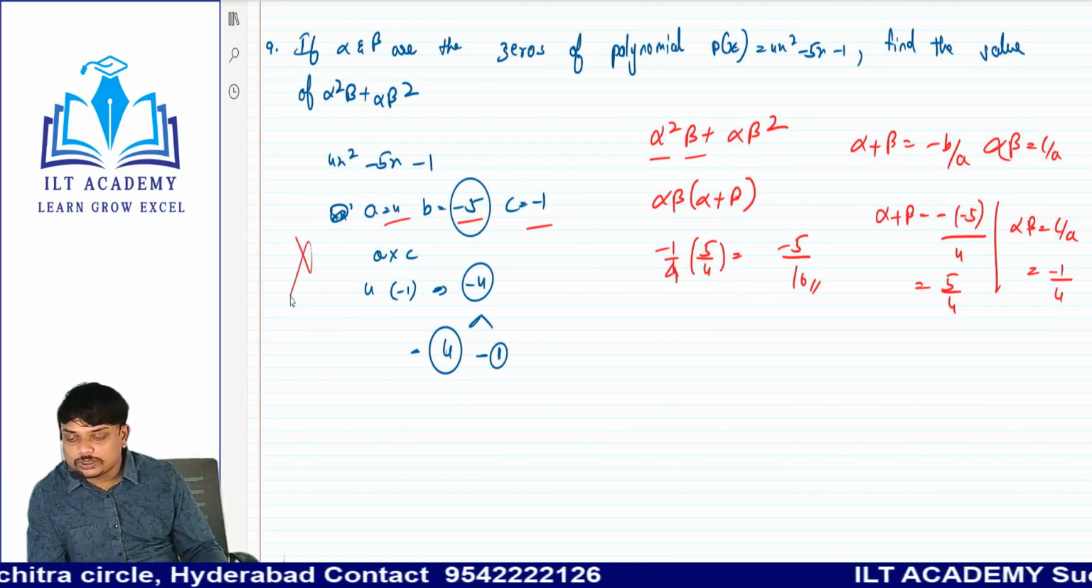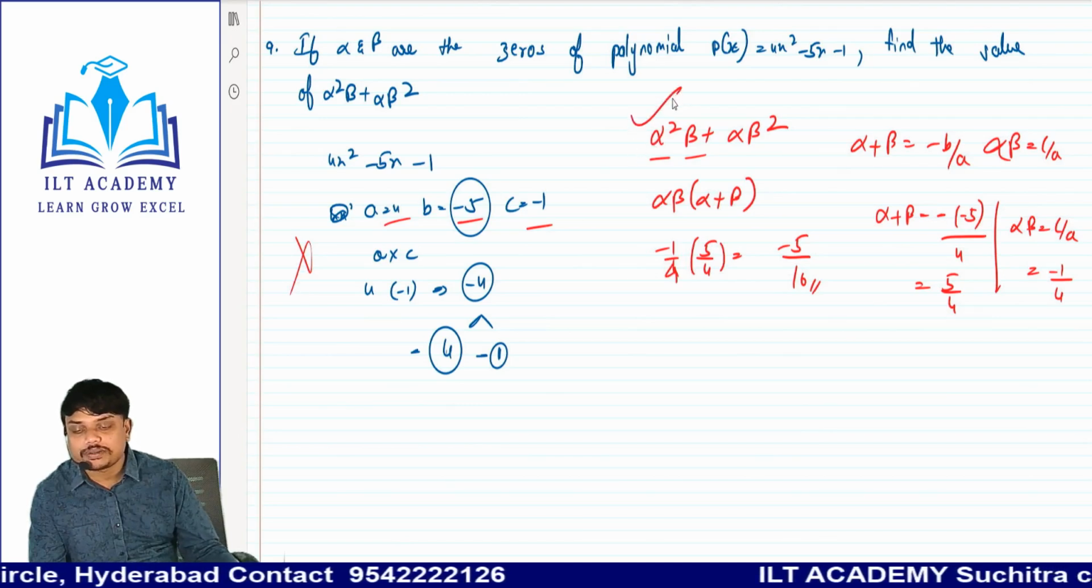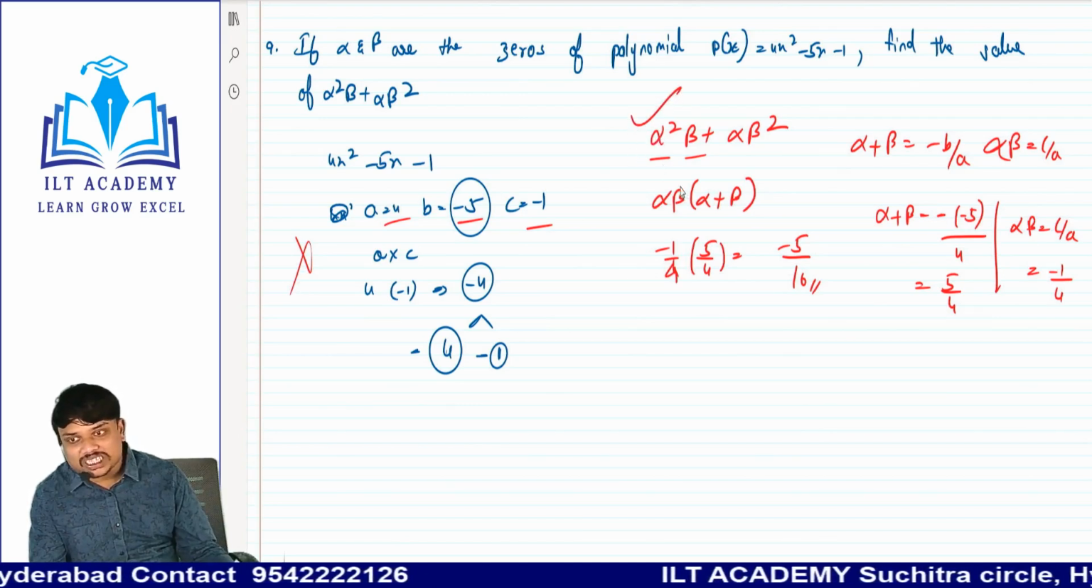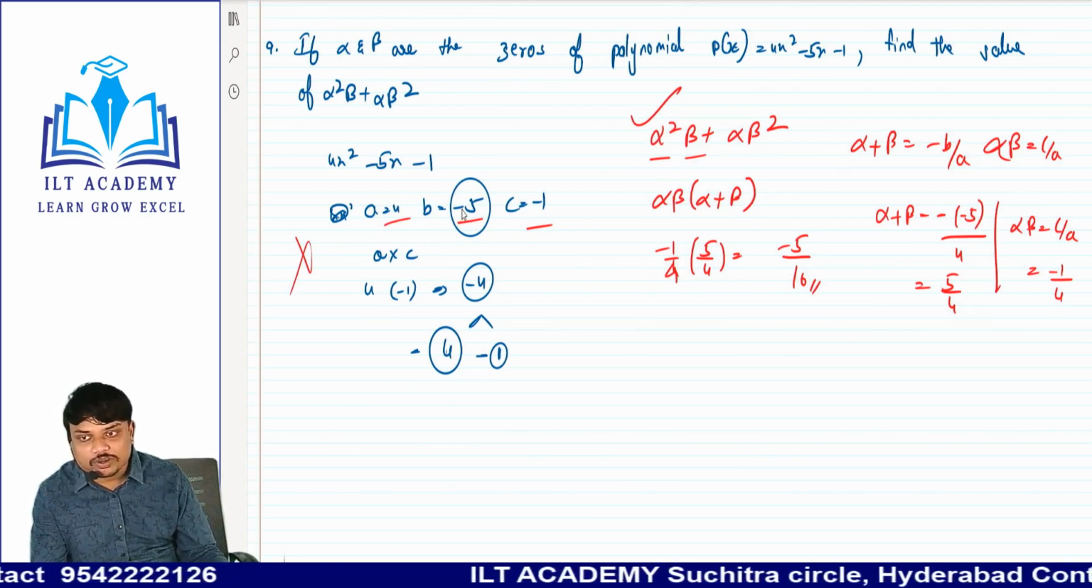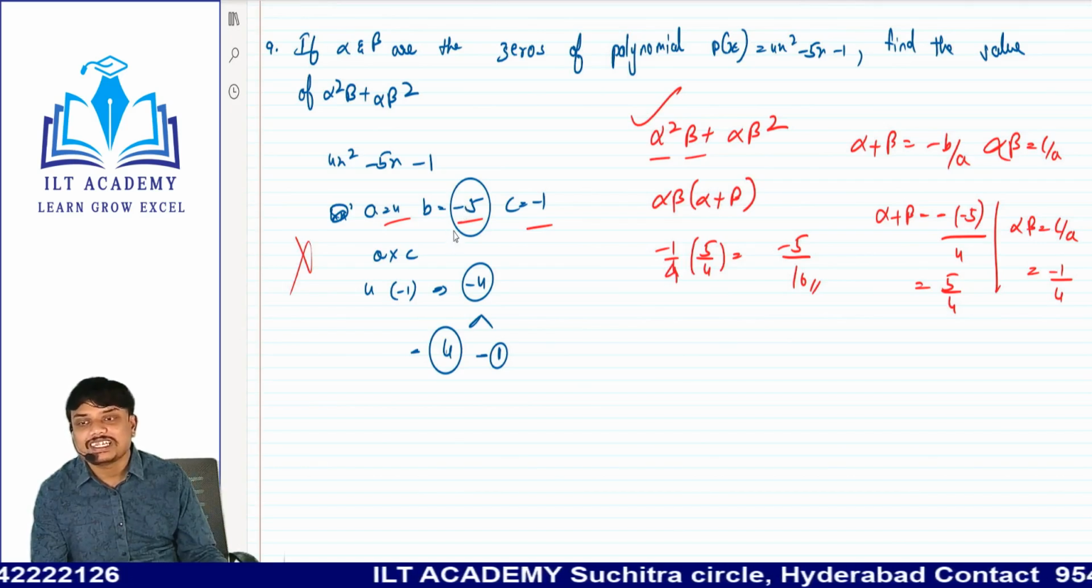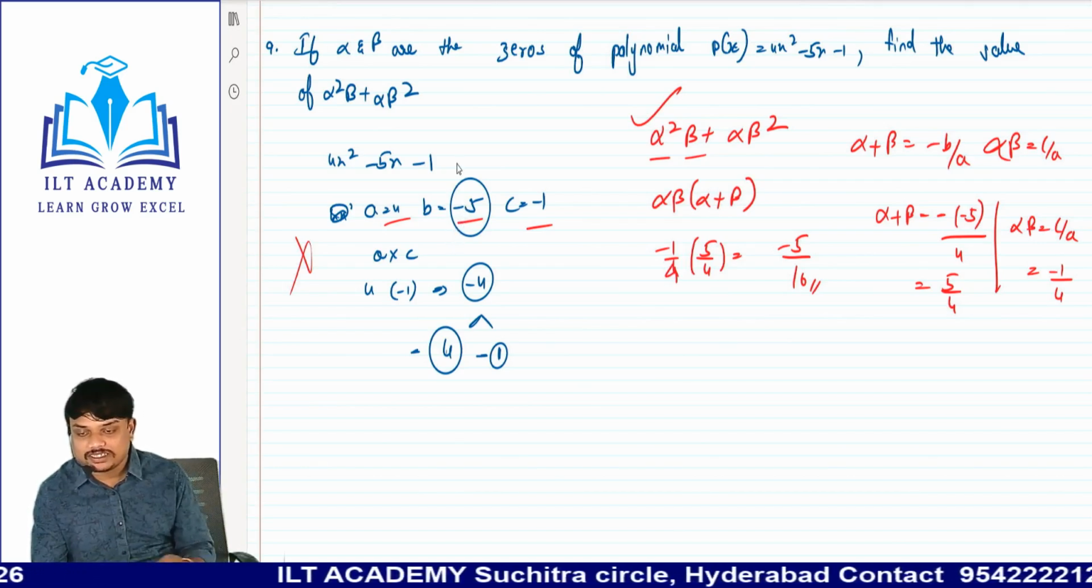Don't use this kind of method. This is the appropriate method to do the sum. Why? Because it works even in the case of rational and irrational roots, but the other method is not going to work when the roots are irrational. Clear?